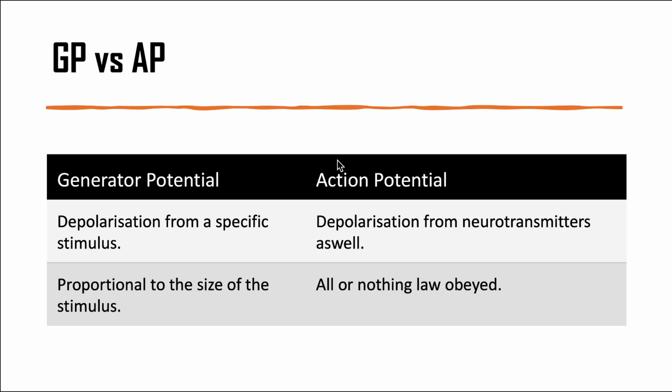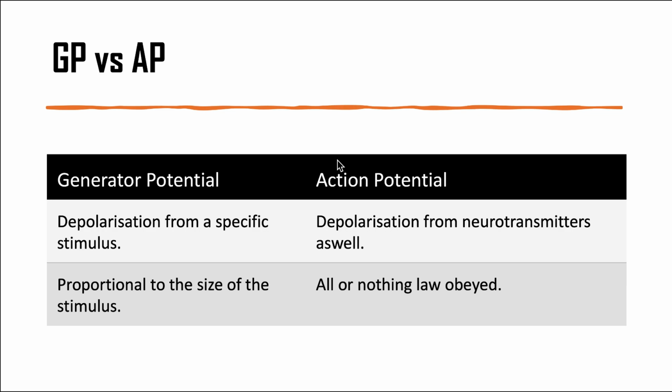The generator potential is proportional to the size of the stimulus. If the stimulus is big, the generator potential is going to be big. If the stimulus is small, the generator potential is going to be small. However, the action potential follows the all or nothing law. Either the threshold is going to be exceeded or an action potential will not be fired. And once the threshold is exceeded, the action potential will be fired. It does not matter if it exceeds it by 1 or by 10.